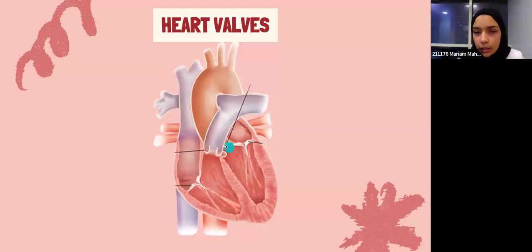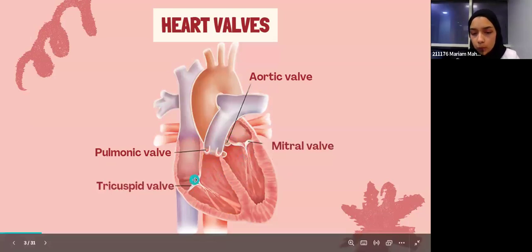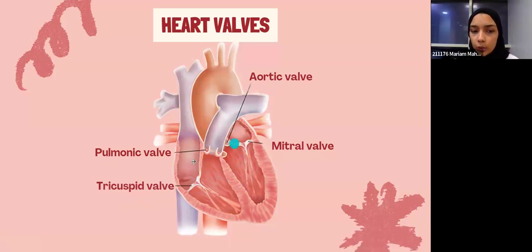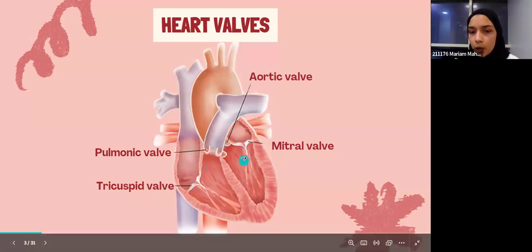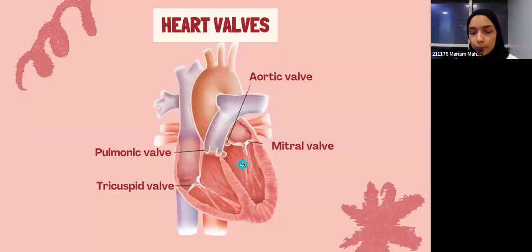So this valve, can you see my pointer? Okay. So basically, this heart valve is called the aortic valve, and then this one is called the pulmonic valve, and then this one is called the mitral, and then this one is the tricuspid. Okay. So the aortic and the pulmonic valves are semilunar, and the mitral and the tricuspid are called the AV valves because they are between the atrium and the ventricles.